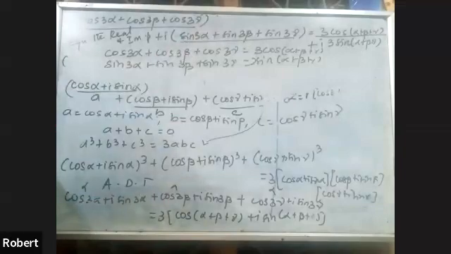Sorry, please kindly change that. First one, you have to prove that cos 3 alpha plus cos 3 beta plus cos 3 gamma equals 3 times cos (alpha plus beta plus gamma), and sin 3 alpha plus sin 3 beta plus sin 3 gamma equals 3 times sin (alpha plus beta plus gamma). Please take down.